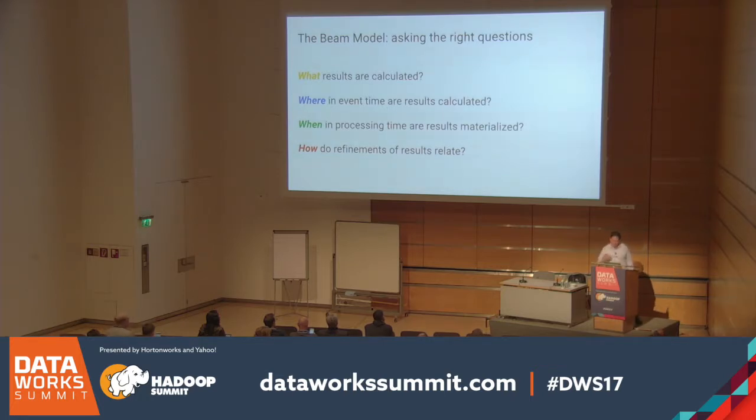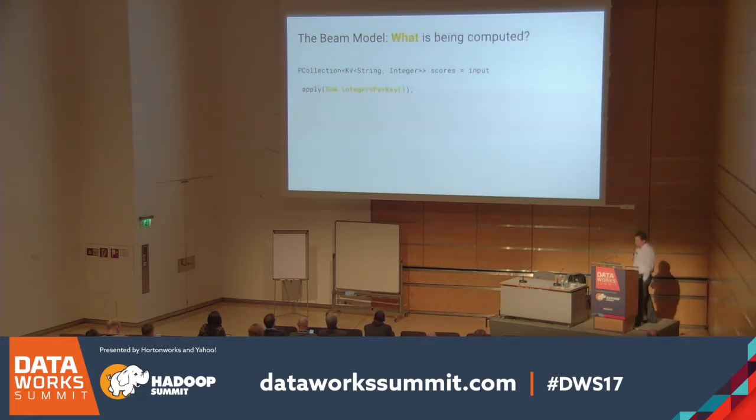Then the third question is when in processing time are results materialized? Does the time each element arrives in the system affect the results? How do we know when to emit results? And finally, how do refinements relate? If we need to produce multiple results for a given window of time, how do those individual results relate to each other? And we are going to see how this really works in practice.